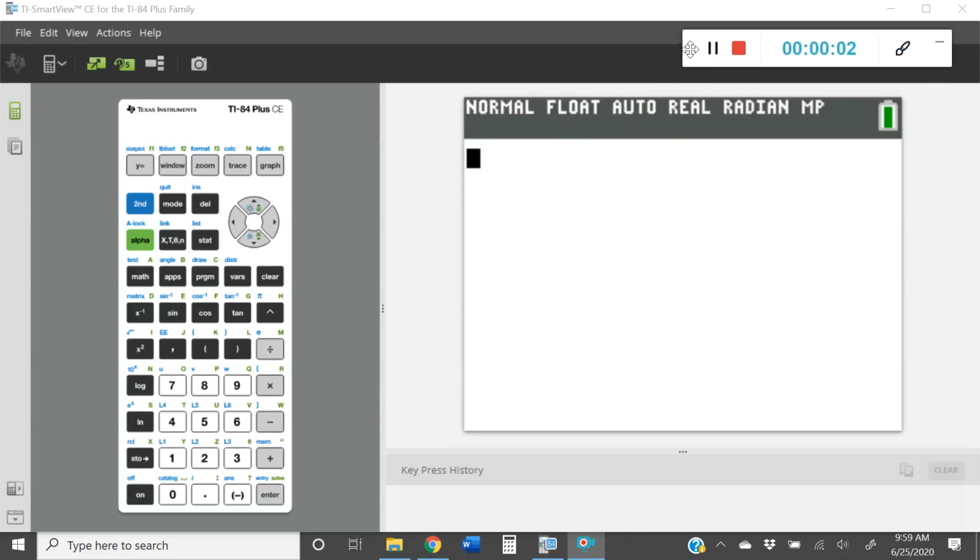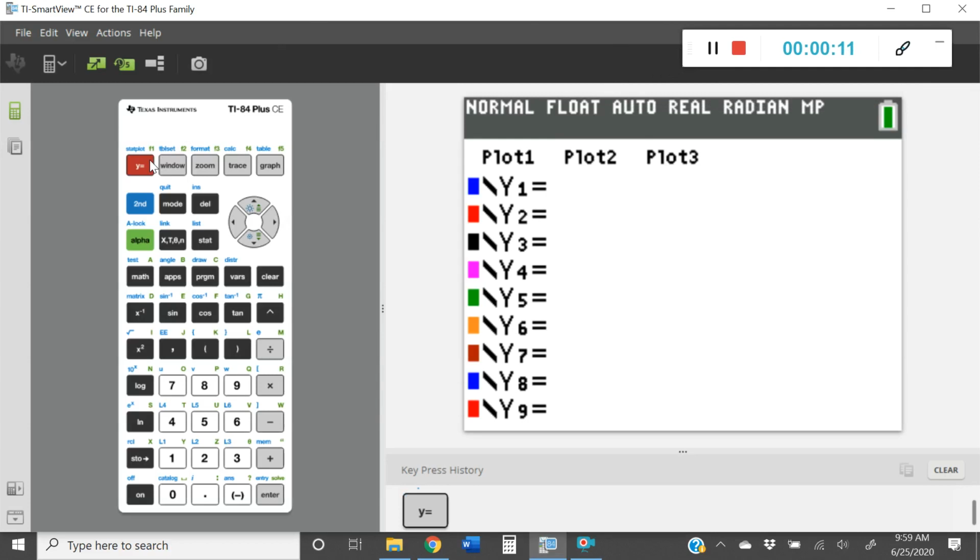In this lesson, I'm going to show you how to graph a system of linear equations. So the first thing I want to do is go to y equals. I'm going to be placing my first equation of my system into y1 and then my second equation into y2. So I'm going to go ahead and do that.